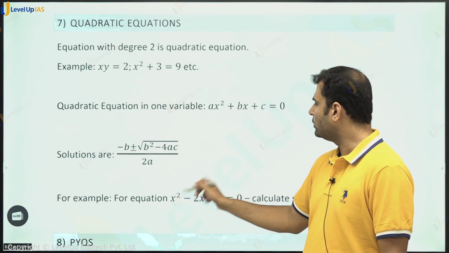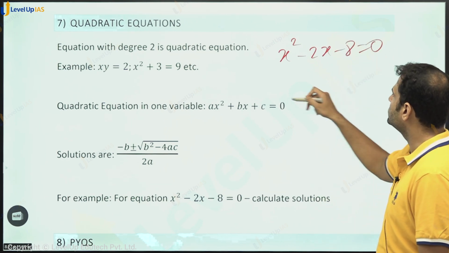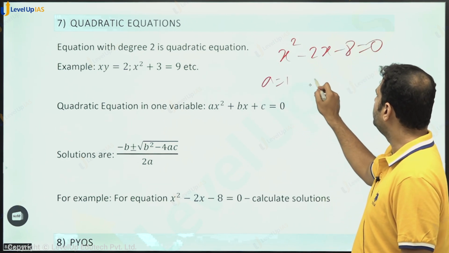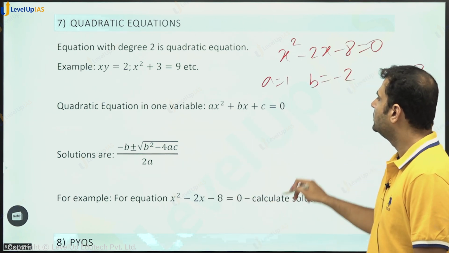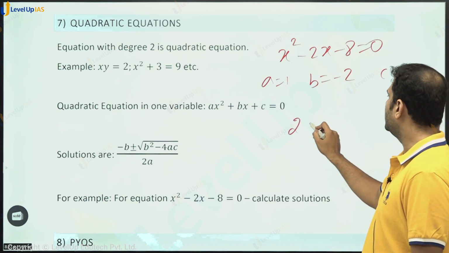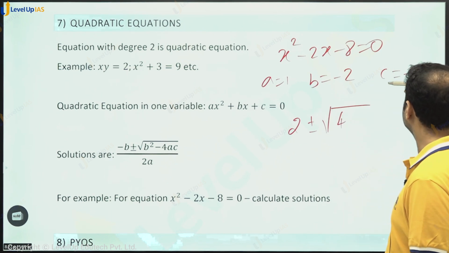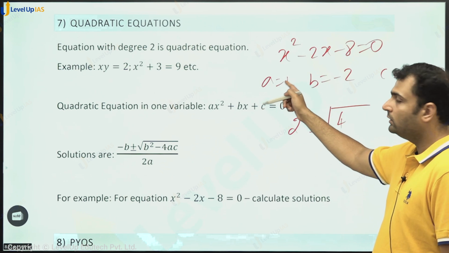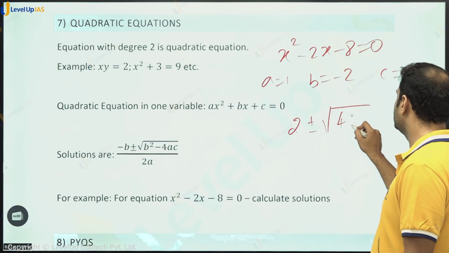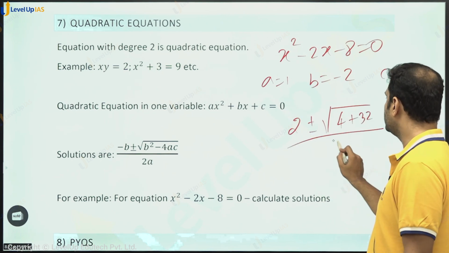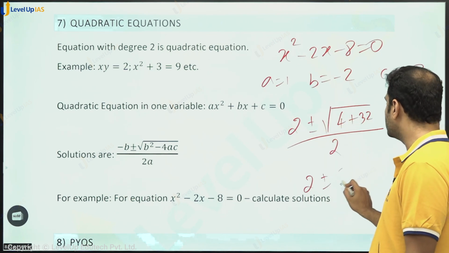And if you want to see how to use it on x square minus 2x minus 8 is equal to 0: here a is equal to 1, b is equal to minus 2, and c is equal to minus 8. If you put that in this formula, you will get minus b, which is plus 2, plus minus square root of b square minus 4 into a into c. So 4 into 1 into minus 8 is minus 32, minus of minus 32 is plus 32, divided by 2 times a, which is 2. So 2 plus minus square root of 4 plus 32, which is 36, whose root is 6, divided by 2.